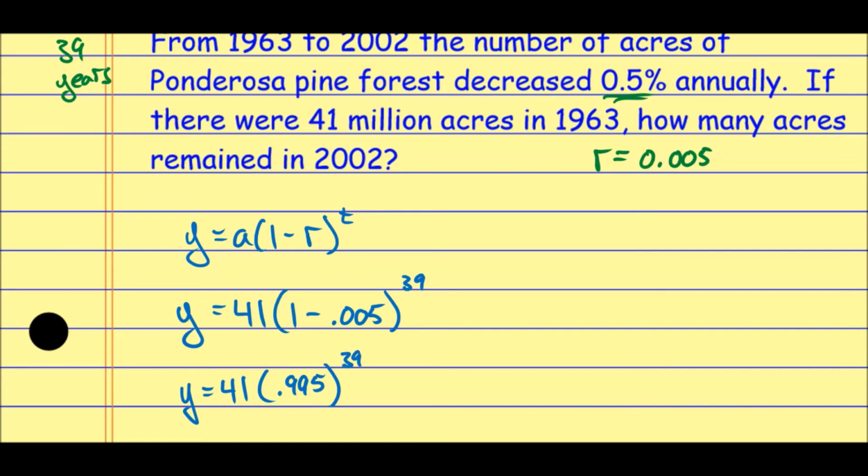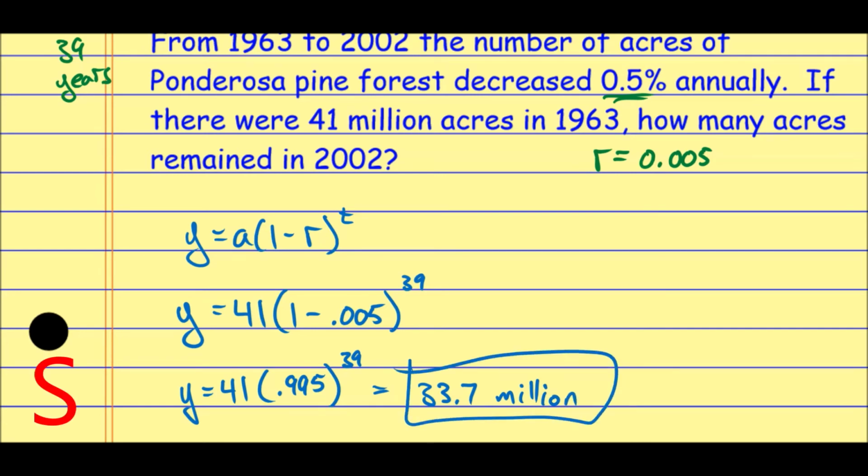And once again, as you punch this into your calculator, make sure that you do the 0.995 raised to the 39th power first, okay? You have to do that first and then multiply by the 41, okay? The other thing is, if you punch this in exactly the way it's written with those parentheses and everything, it will work just fine. Your calculator will interpret it correctly. And so I get 33.7, and again, that's million. Make sure you slap that designation back on there. It's not 33.7, it's 33.7 million, okay?